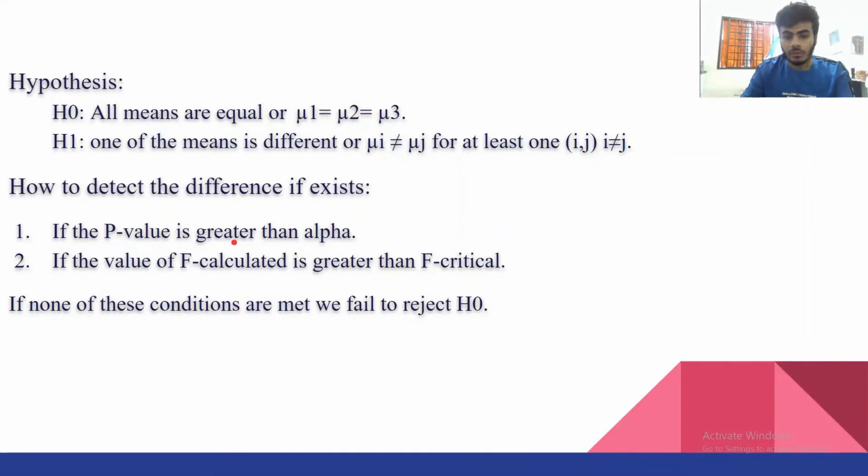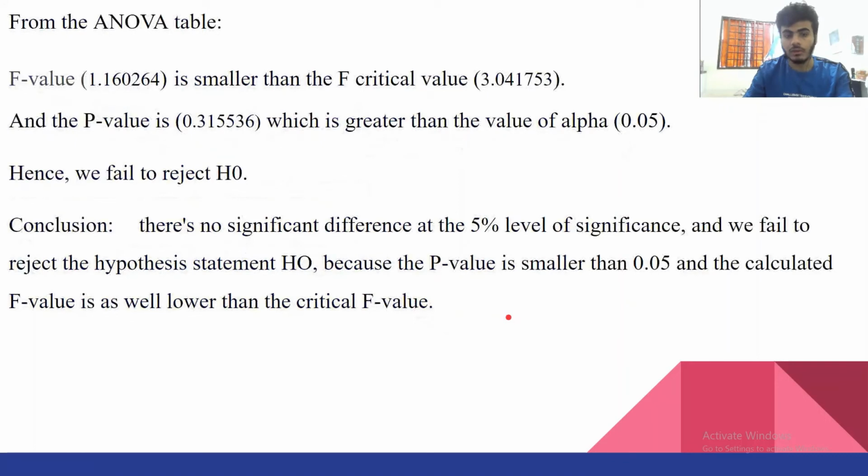One of two conditions must be met: if the P value is smaller than alpha, or the F calculated value is greater than the F theoretical value. When one of them is met, we reject H null. Otherwise, we fail to reject H null. From the ANOVA table, we notice that the F value, which is 1.160264, is smaller than the F critical value, 3.041753, and the P value is as well greater than the value of alpha. Hence, we fail to reject H null.